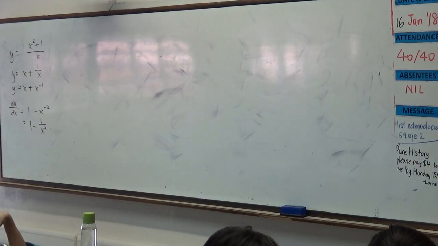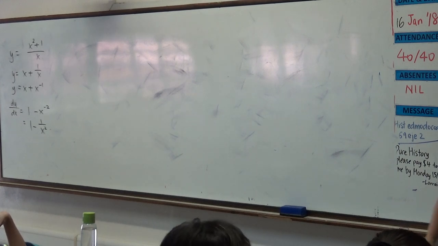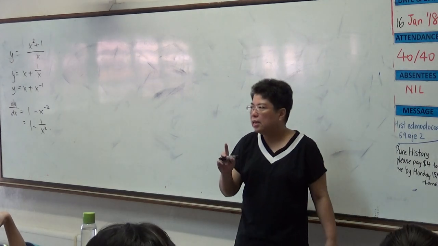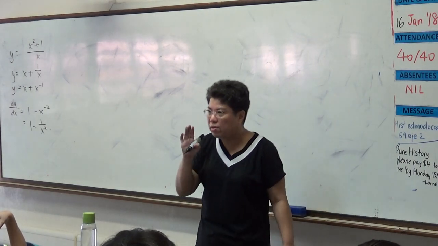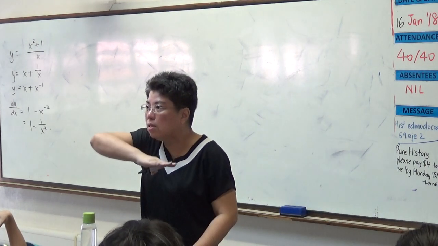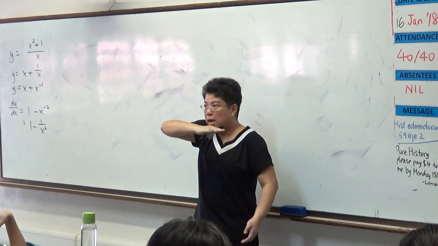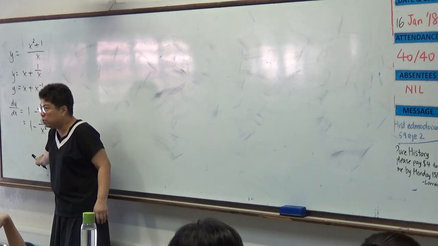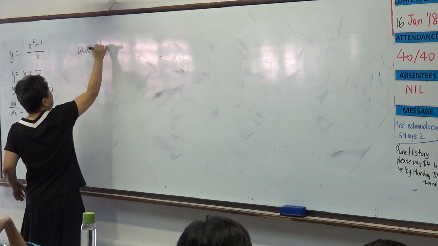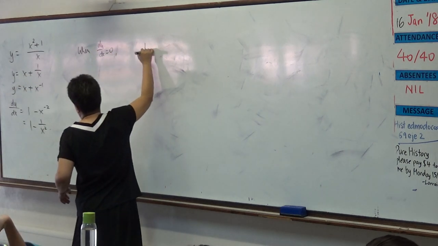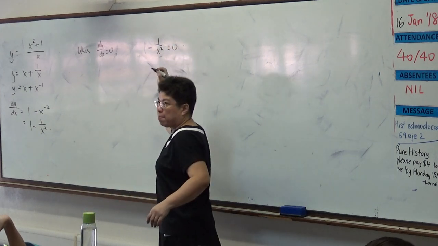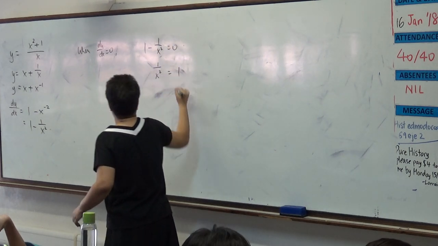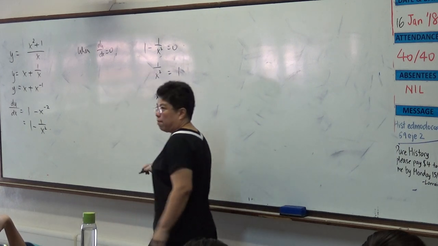Alright, so what did the question say? Part 2. Find the coordinates of the points at which the tangent to the curve is horizontal. Now, listen carefully. They want to find the coordinate where the tangent to the curve is horizontal. That means the gradient of the tangent is what? Horizontal means gradient 0. That means dy/dx is 0. Do you understand the question? Okay. So, when dy/dx is 0, I'll have 1 minus 1 over x squared equals 0. Am I right? So, 1 over x squared equals 1, right? x squared equals 1, right? What is x?